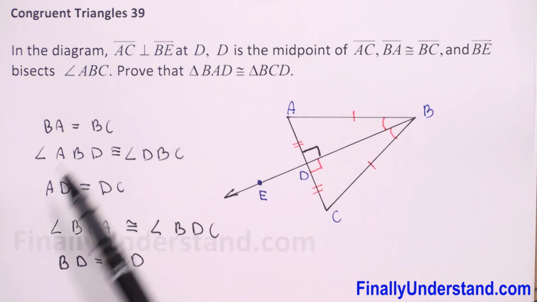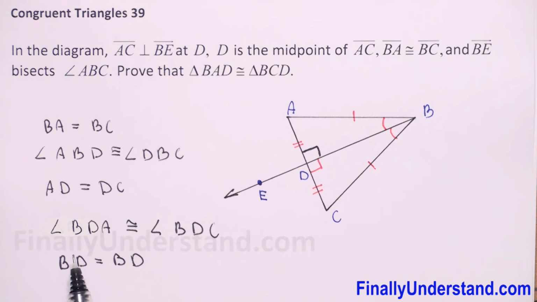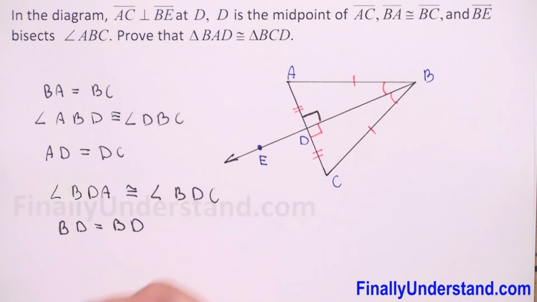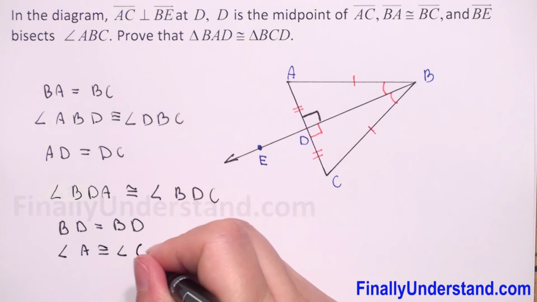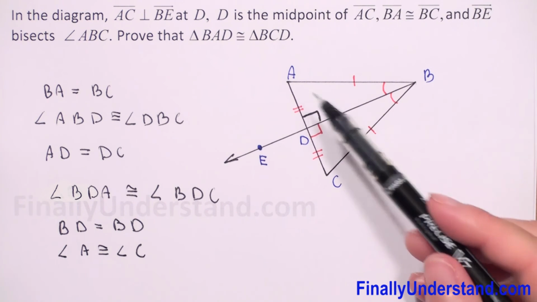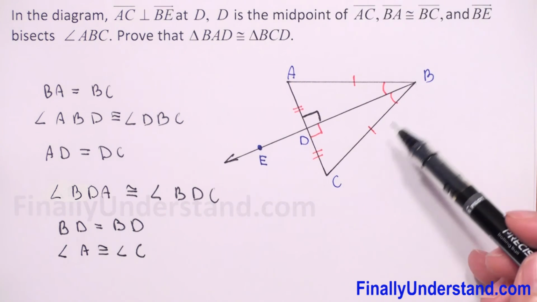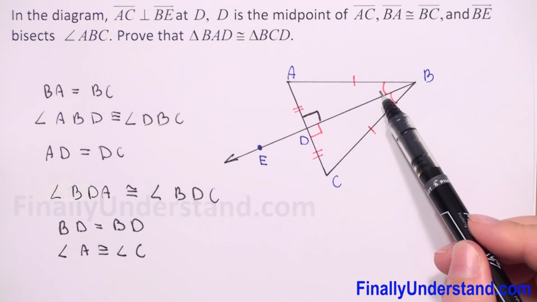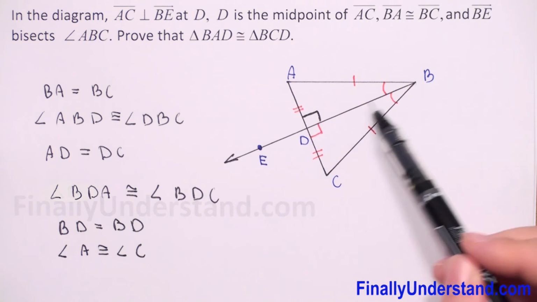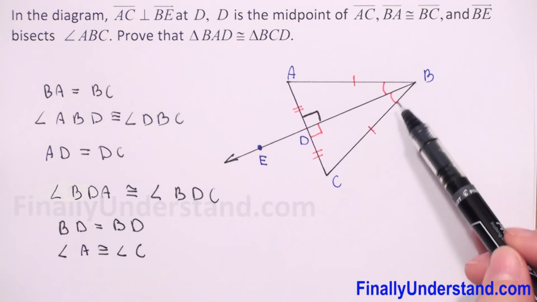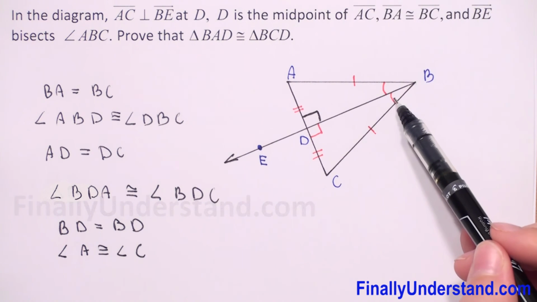are congruent, ABD with DBC and BDA and BDC, it means that angle A and angle C must be congruent too, because the measure of angle A and the measure of angle C is 180 degrees minus the right angle and minus angle B divided by half, because BE bisects angle ABC. So it means these two angles are equal.